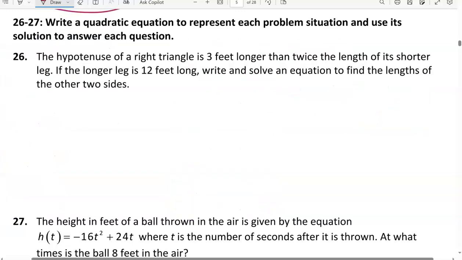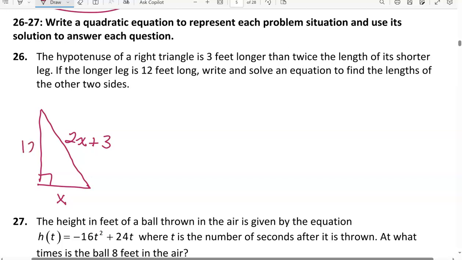In 26 through 27, we're going to write a quadratic equation to represent the problem situation and then solve it. In 26, we have a right triangle. So I'm going to draw a picture of a right triangle. And the hypotenuse is 3 feet longer than twice the length of its shorter leg. So let's call the length of the shorter leg x. And the hypotenuse is 3 feet longer than twice that length. So 2 times that length is 2x. 3 feet longer, we can add 3 to that.